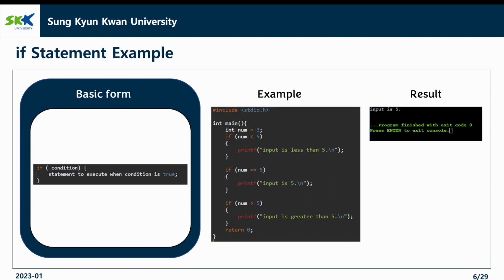The following example uses an if statement 3 times in a row to compare the number entered by the user to the number 5 and output the result. If num is 3, only the first if statement is true and the rest of the if statements are false, so only the comment statement in the first if statement is executed.